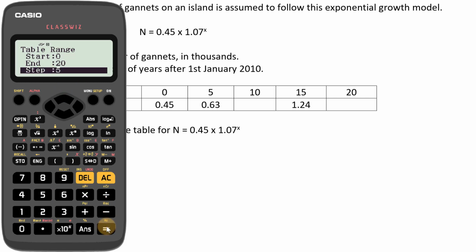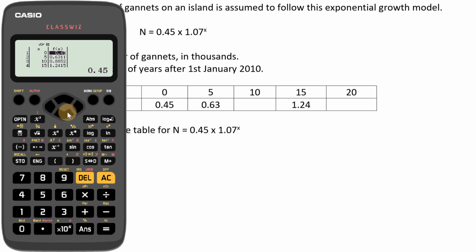So if I press equals again, you should see it then generates a table for me. The first column has got my x values. You see it's got 0, 5, 10, 15. And if I scroll down, I'm going to get the next ones as well. And next to it in the f of x column, I've got the values of the function.